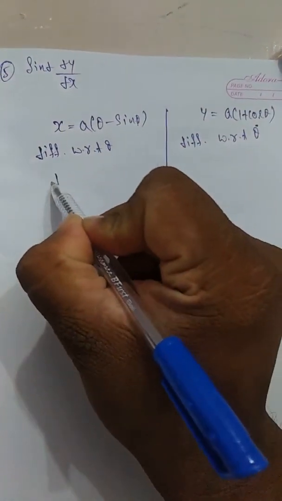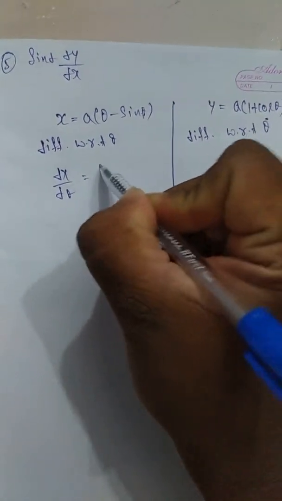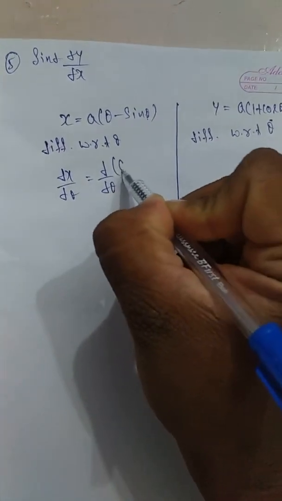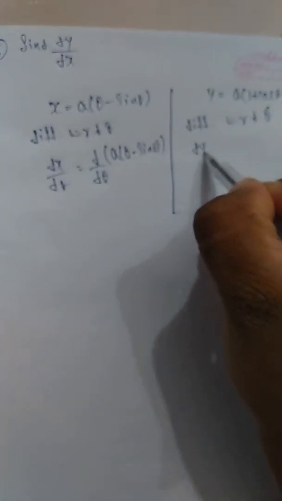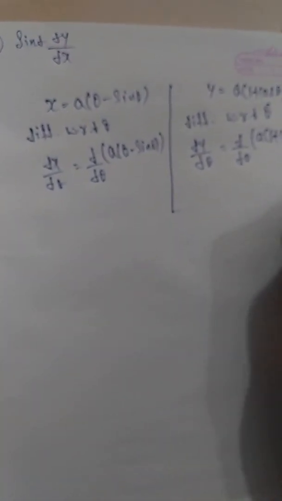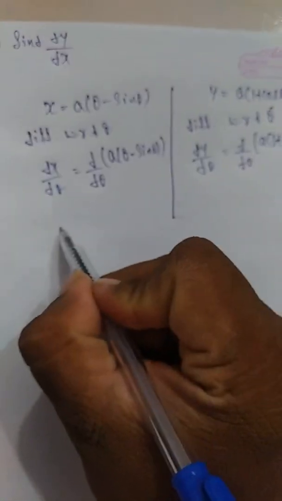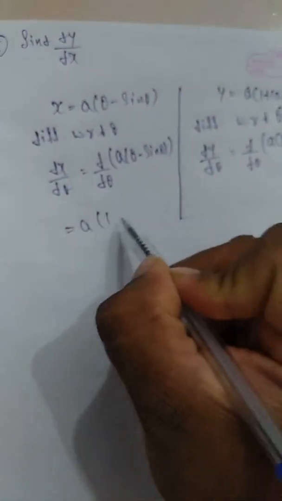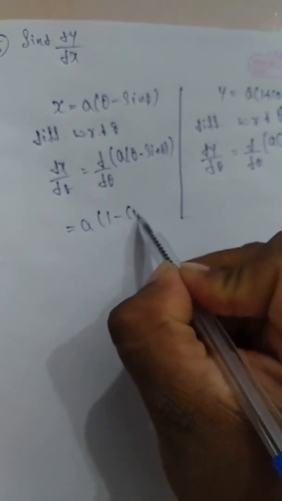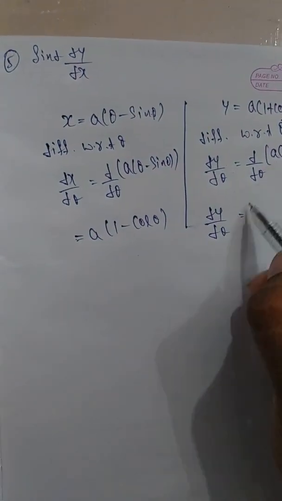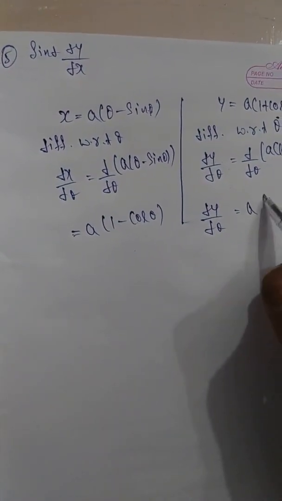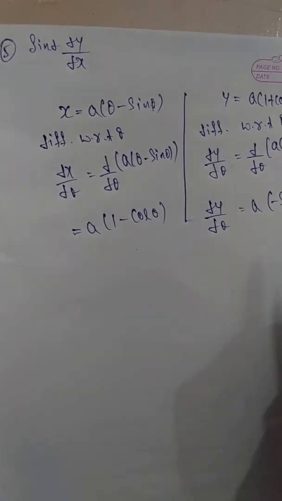Here dx by d theta is equal to the differentiation of a into (theta minus sin theta), and dy by d theta is equal to the differentiation of a into (1 plus cos theta). Now a is a constant. Differentiation of theta is 1, minus differentiation of sin theta is cos theta. For dy by d theta, a is a constant, differentiation of 1 is 0, and the differentiation of cos theta is minus sin theta.